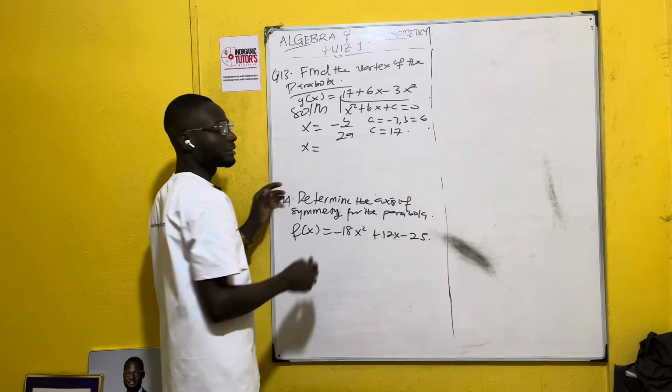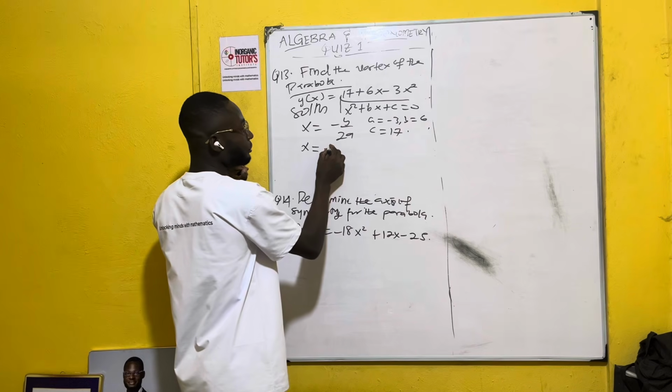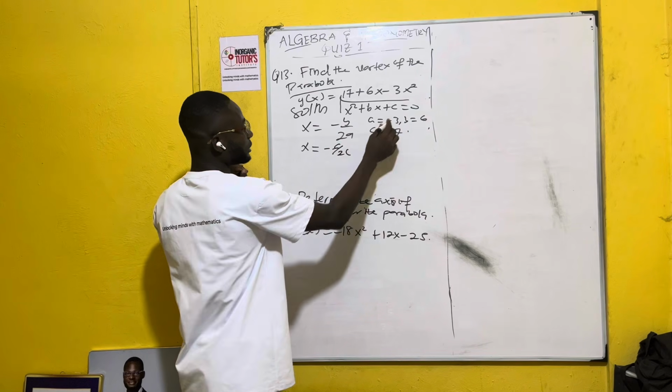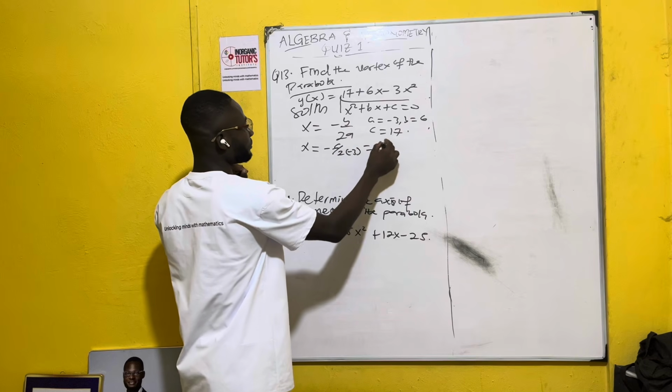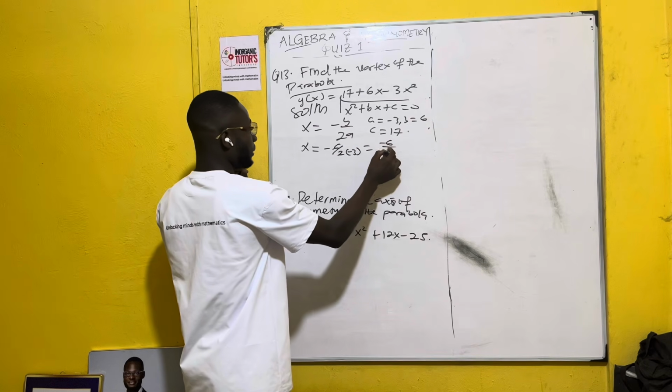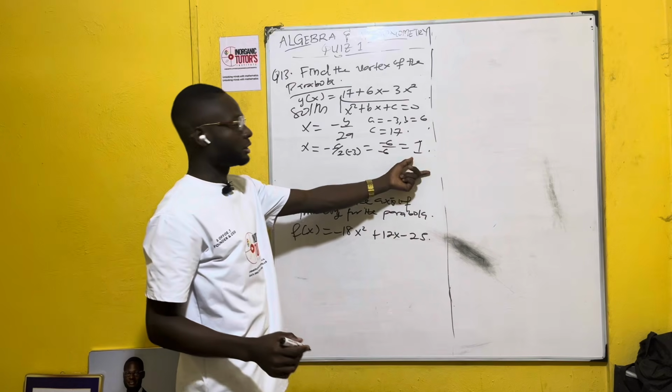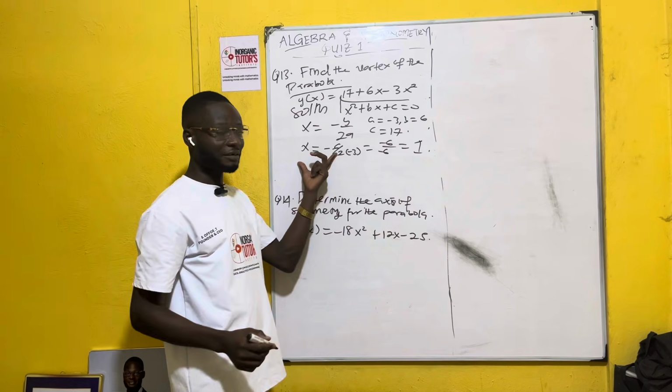So the axis of symmetry will be minus b, which is 6. So we're going to have minus 6 over 2 into what? Minus 3. So we have minus 6 over what? Minus 6, which is what? Positive 1. So the axis of symmetry is positive 1, which is the x value.